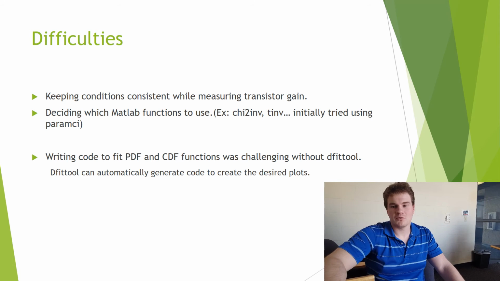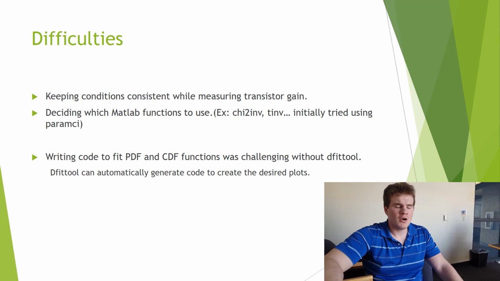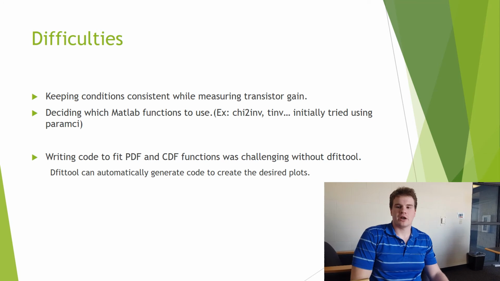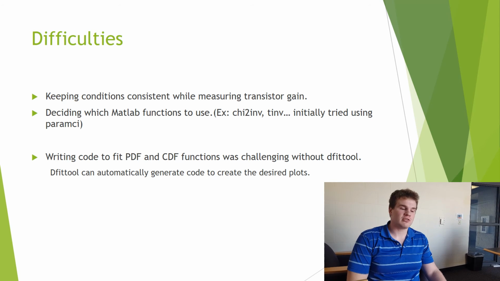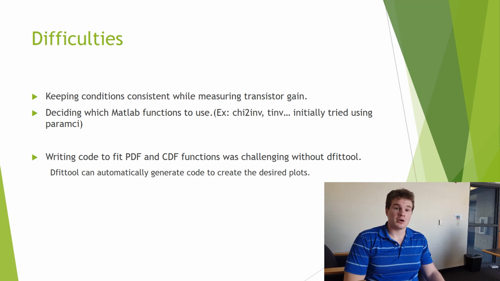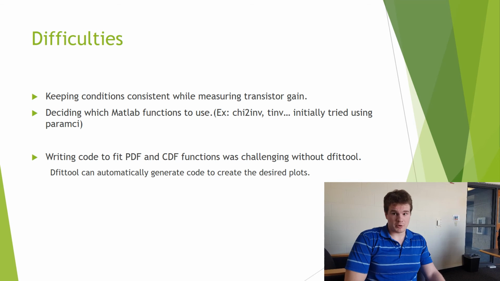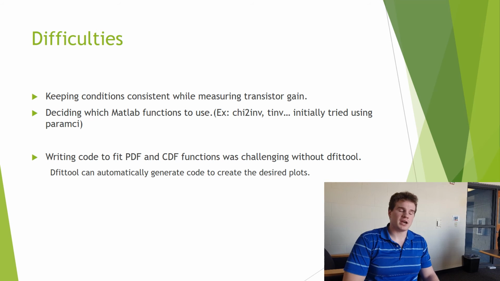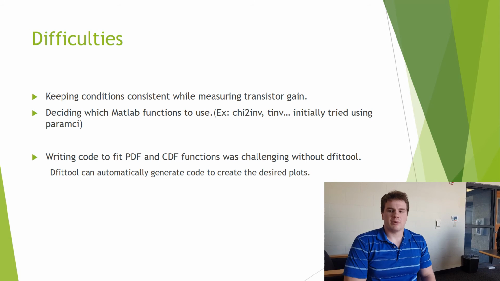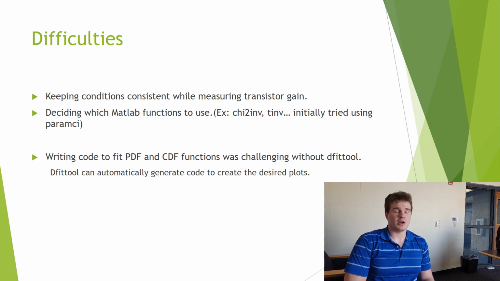So what were some difficulties that we had during this project? Well, the first thing that was a bit challenging was keeping conditions consistent while measuring our current gains. In other words, making sure that each transistor was biased at the same Q point. Another thing that we had some trouble with was deciding which MATLAB functions to use. This took a bit of time to get the right ones dialed in.